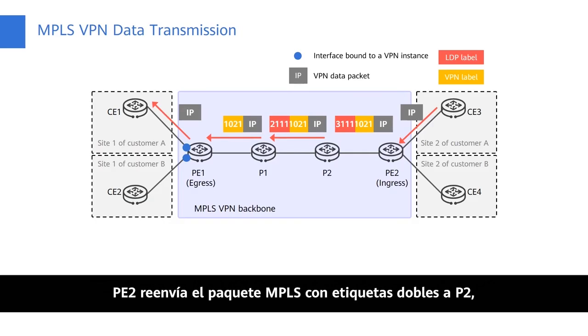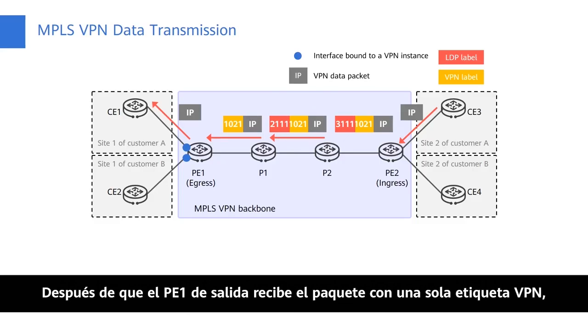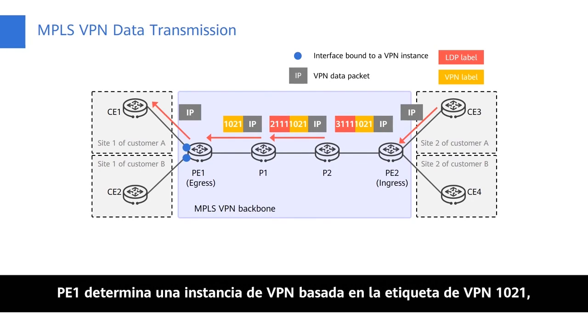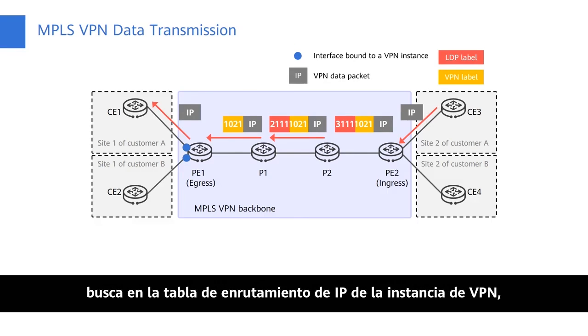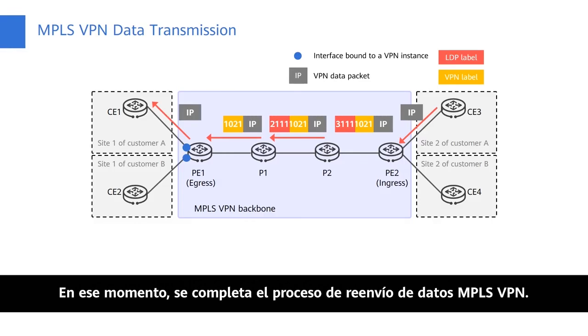PE2 forwards the MPLS packet with double labels to P2, which then forwards the packet to P1 based on the outer label. P1 uses PHP to remove the outer label and forwards the packet to PE1. After the egress PE1 receives the packet with a single VPN label, PE1 determines a VPN instance based on the VPN label 1021, searches the IP routing table of the VPN instance, and forwards the packet to CE1. At that point, the MPLS VPN data forwarding process is complete.